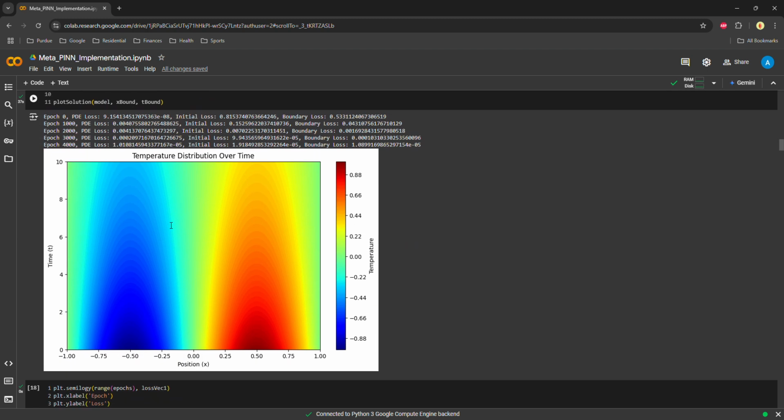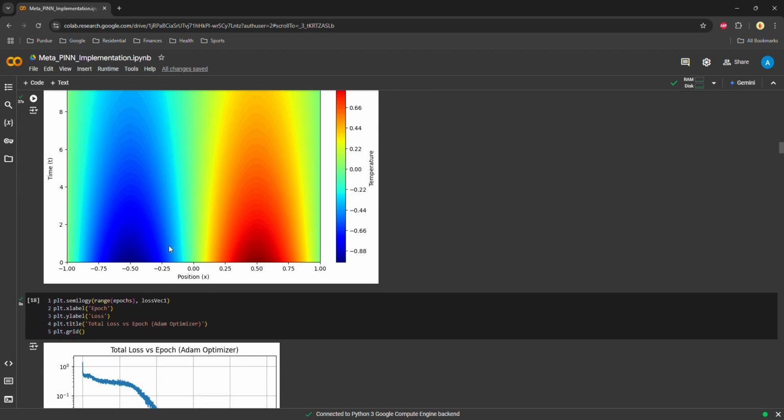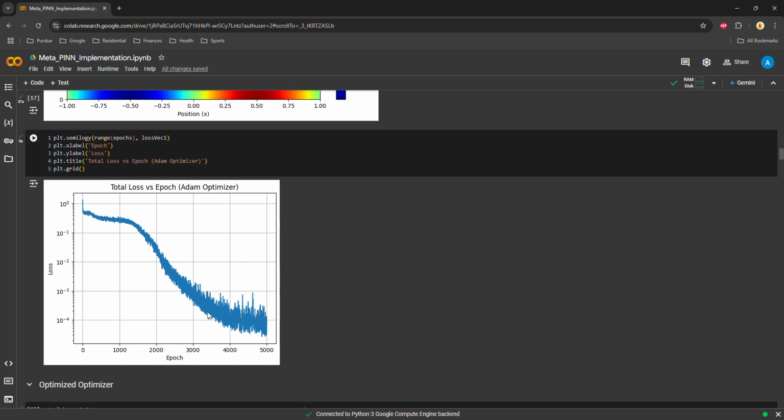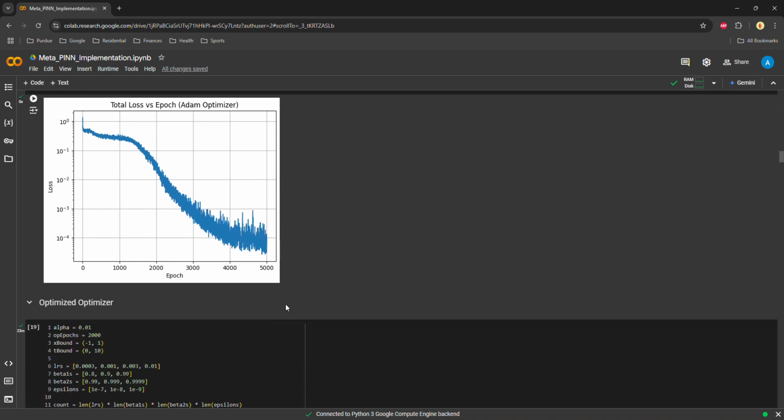So here we can see the results from the standard Adam optimizer, in which for the sine wave we have a peak of heat and a peak of cold, and those slowly dissipate over time. And we can see our loss decreases over the full training.